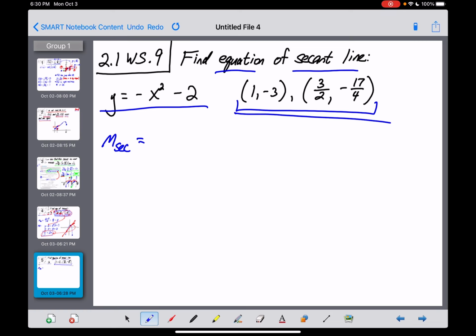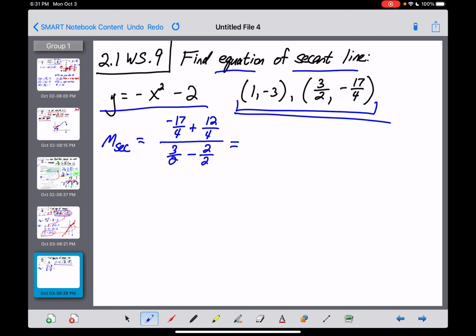Now, admittedly, pretty ugly numbers right here. In my numerator, I got negative 17 over 4 minus negative 3. I would write that as plus 3, but I'm going to rewrite the 3 as 12 over 4, because now I already have a common denominator with that term in front. Down on the bottom, I'll go with 3 halves minus 1, but I'll write that 1 as 2 over 2.